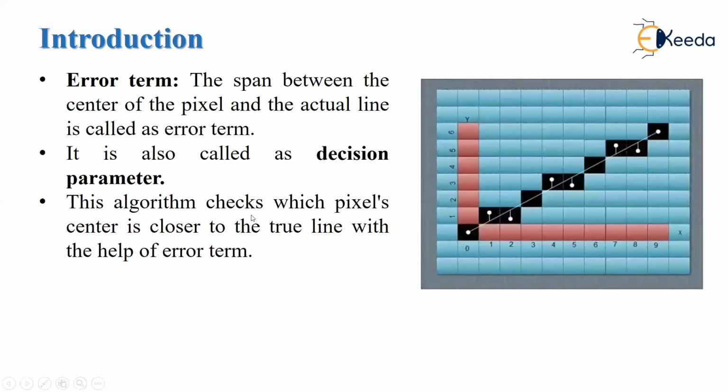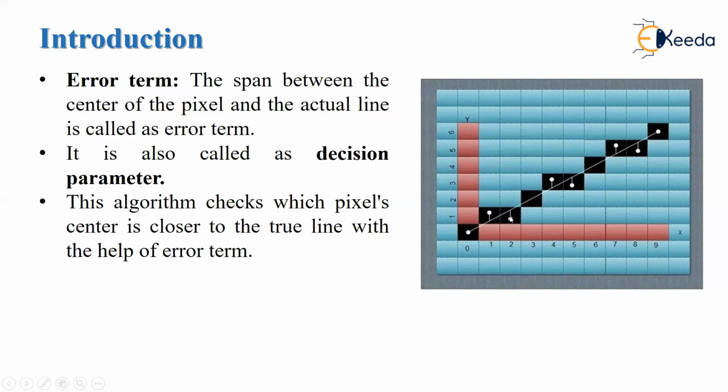Now let's see the important concept about this algorithm, that is the error term. Now what is the error term? Due to the pixel spacing, we cannot get the actual true line in the DDA algorithm. That drawback we have to overcome in Bresenham's algorithm. So for that, we use one term, the error term. This error term is nothing but the span between the center of the pixel and the actual line. It is also called a decision parameter.